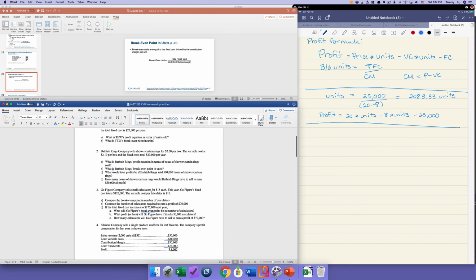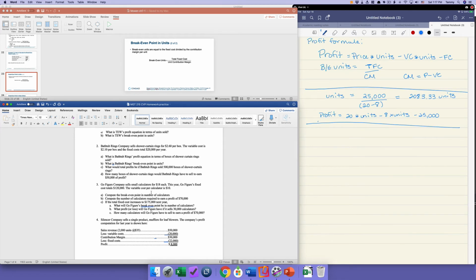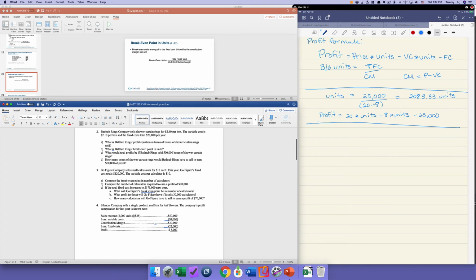We are selling shower curtain rings at $2.60 a box. The variable cost is $2.10 a box, and the fixed costs are $20,000 per year. Okay, so our price is $2.60, and our variable cost is $2.10, and our fixed cost is $20,000. I'm going to leave the profit equation formulation to you. What's our break-even point?